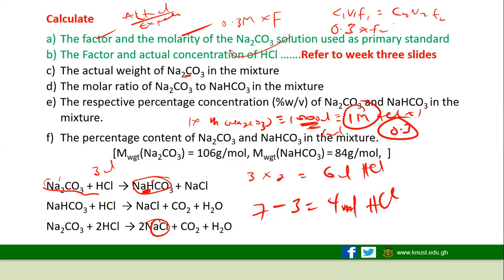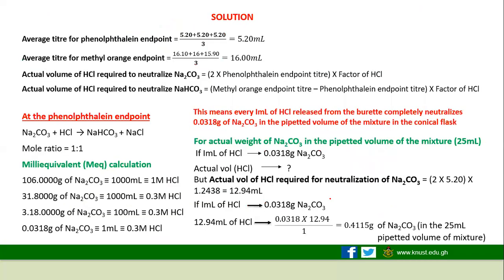Now, another thing you have to note here is that, as I've said already, before you use the average titer in any calculation, what do you do? Multiply by a factor. Let's go through the calculation.